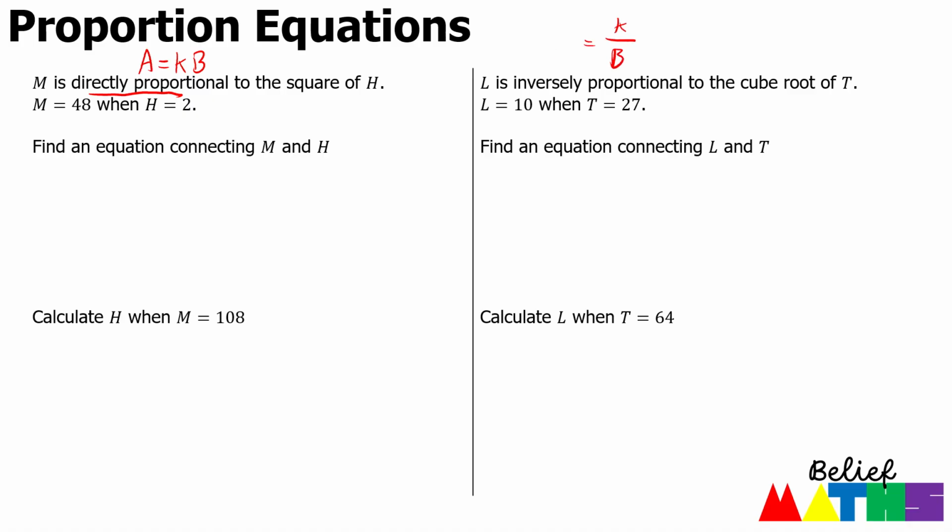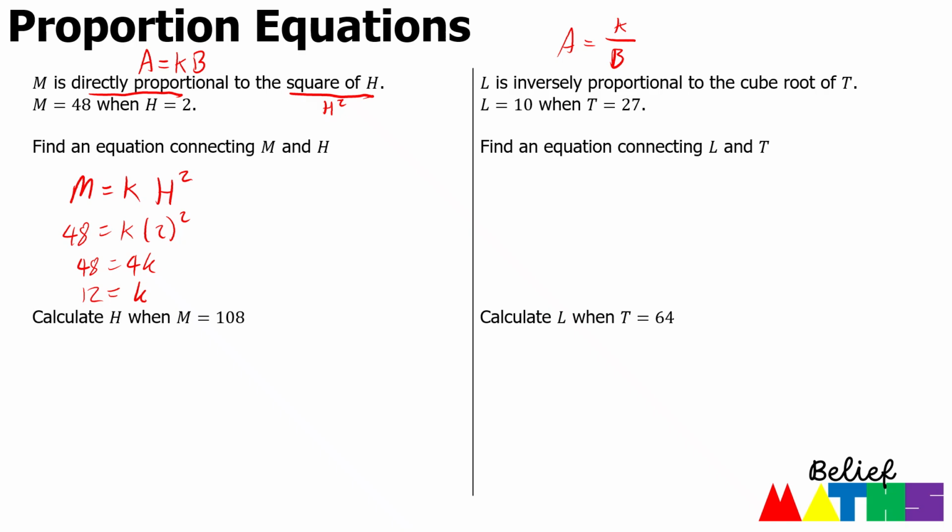Sorry, I should say A, not L. So in the context of this question, we have M is directly proportional, so equals K multiplied by the square of H. The square of H means H squared, so it's KH squared. We're then given some numbers, so we're going to sub those in. 48 is equal to K times 2 squared. 48 equals 4K, so K equals 12.